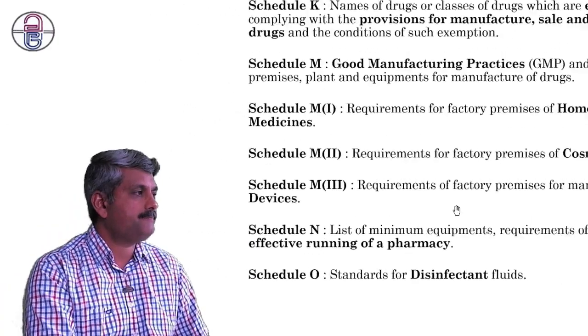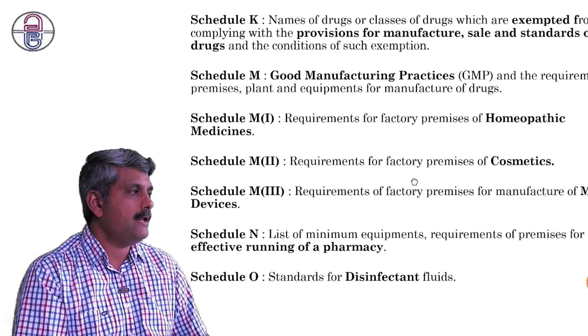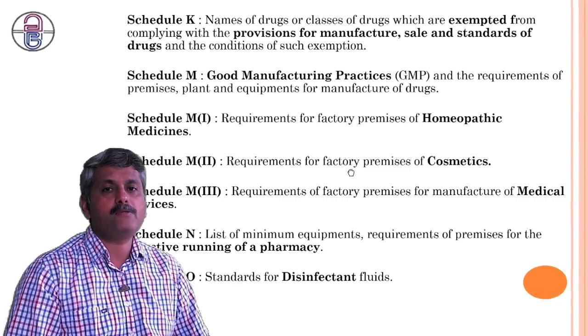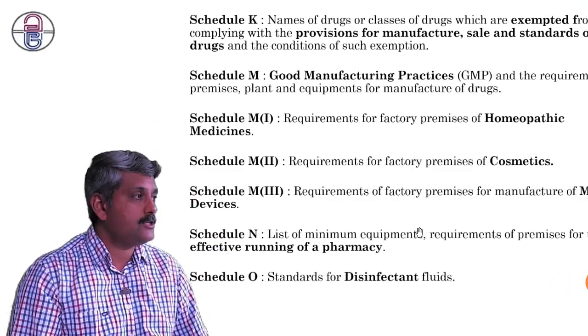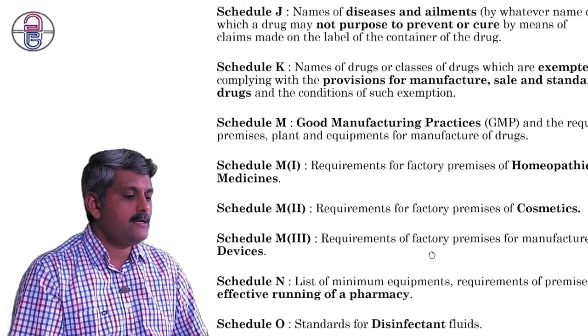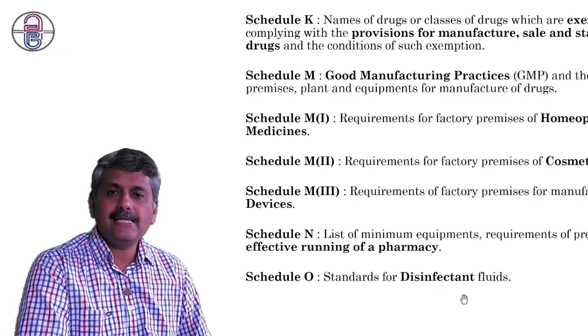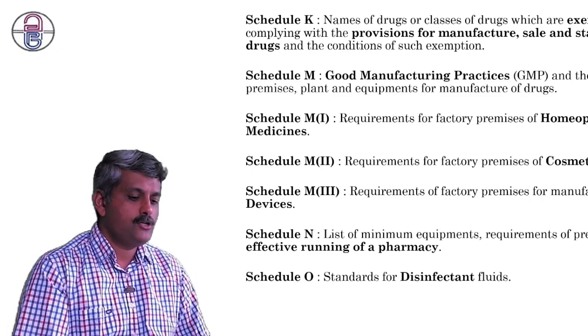Then the next one is schedule N, N for Nagpur: the list of the minimum equipment required in the premises for the smooth and effective running of the pharmacy. That is schedule N. Next, schedule O, that is nothing but the standard for disinfectants. That is schedule O.